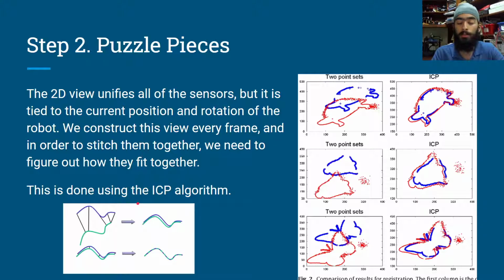The way we do this is using the ICP algorithm, which can calculate the exact rotation, position, and scale needed to match together 2 sets of points, as you can see here.